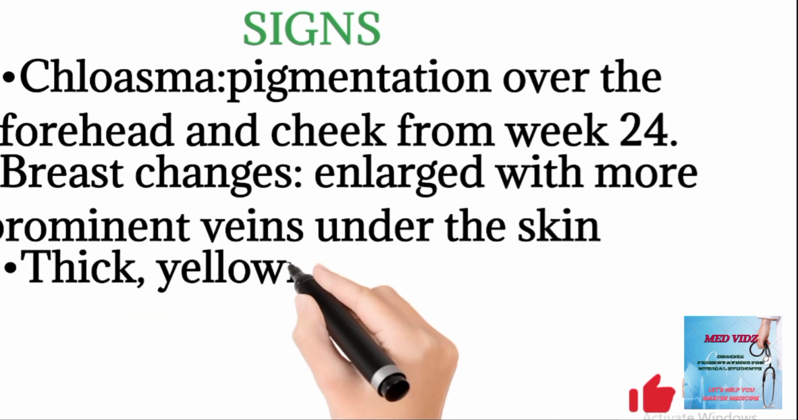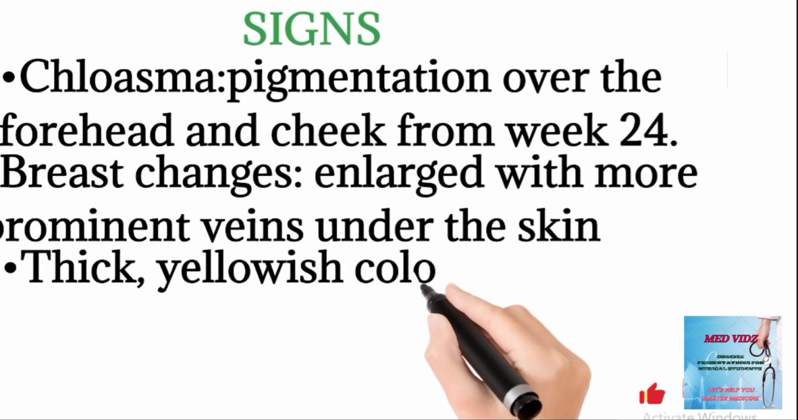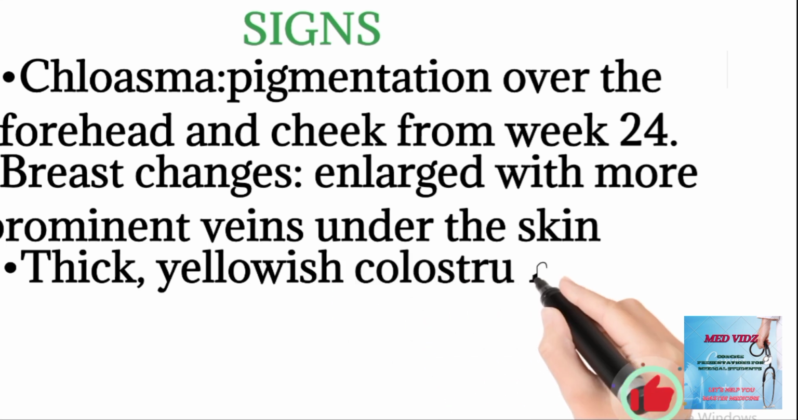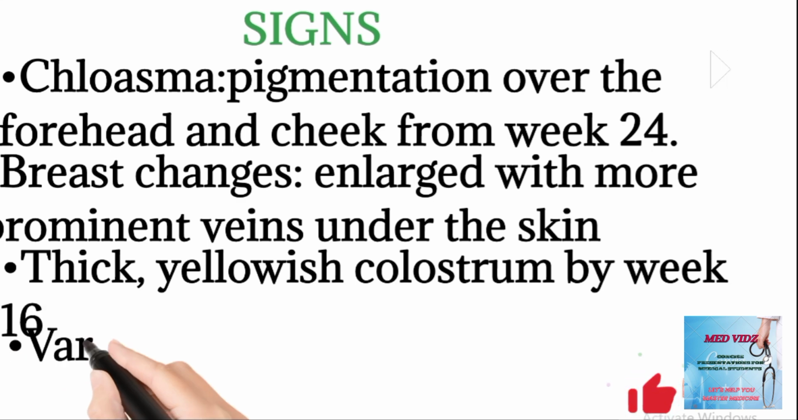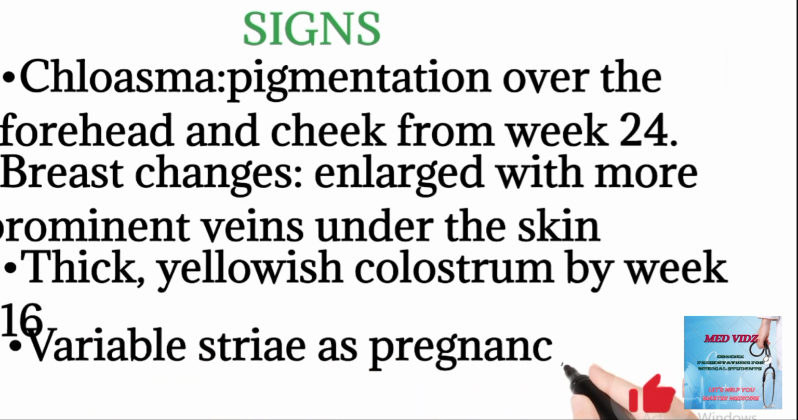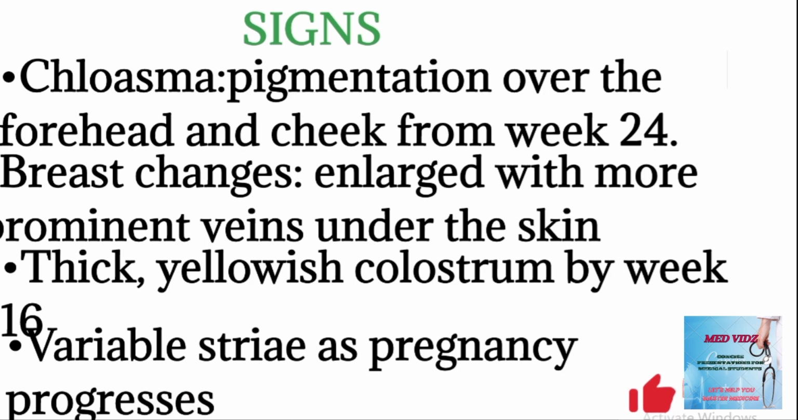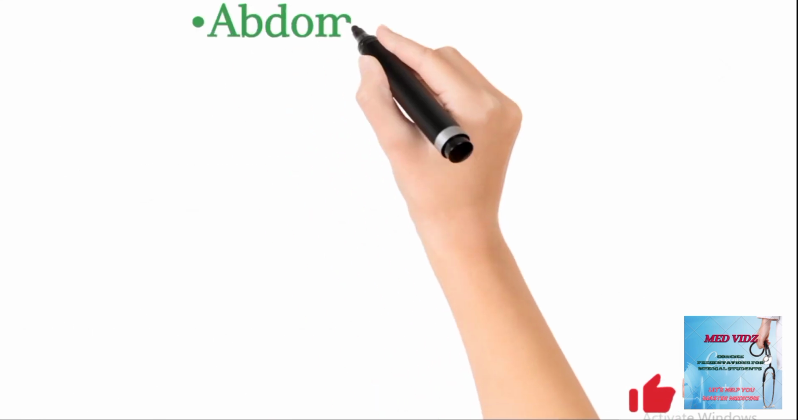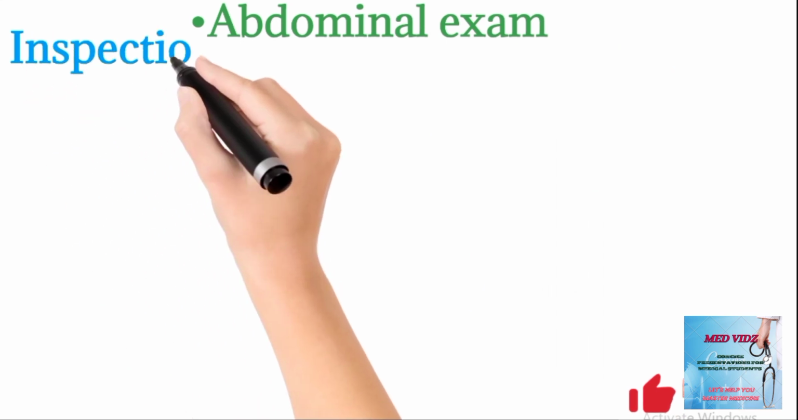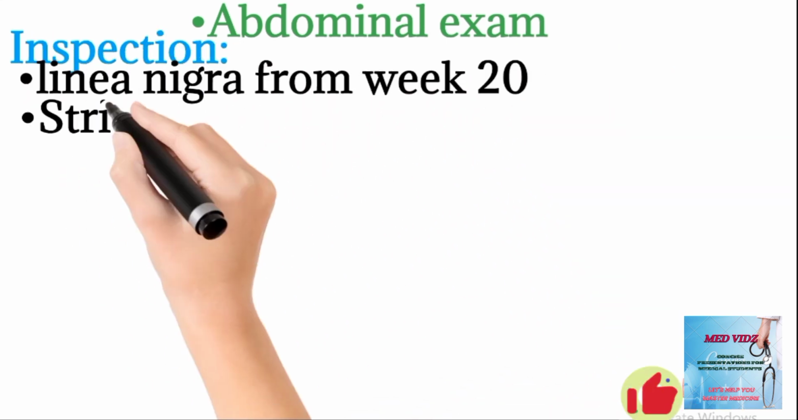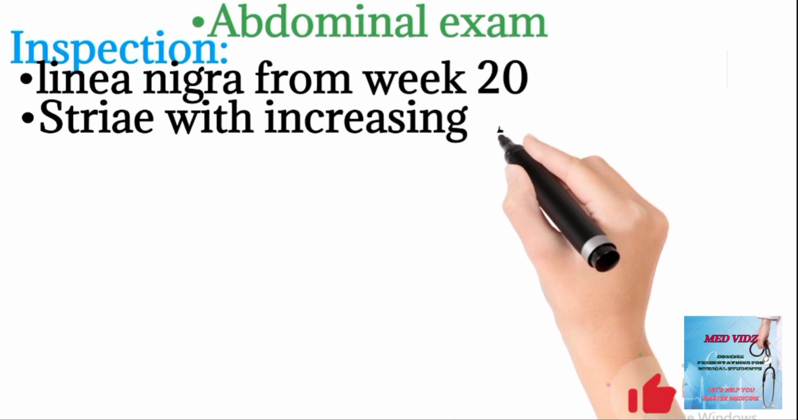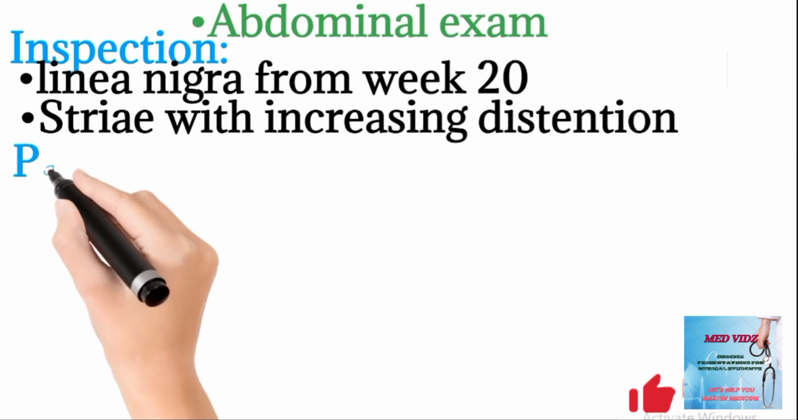Breast changes also. And then you have colostrum, which is the initial milk that is secreted, which is thick and yellowish. And then you have variable striae, sometimes called stretch marks, that occur, and they increase as the pregnancy progresses. In the abdomen, on inspection, you're going to see linea nigra, which is a black line. And then you have striae gravidarum, which increase as gestation increases also.